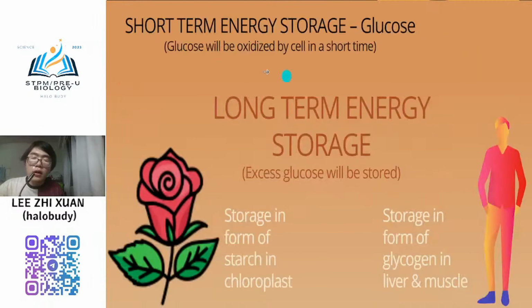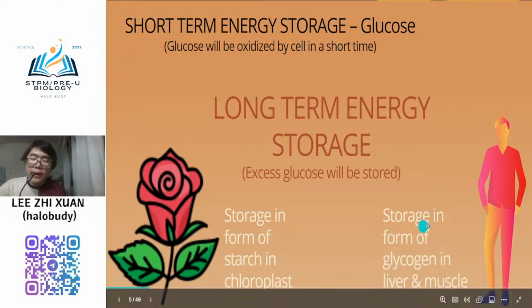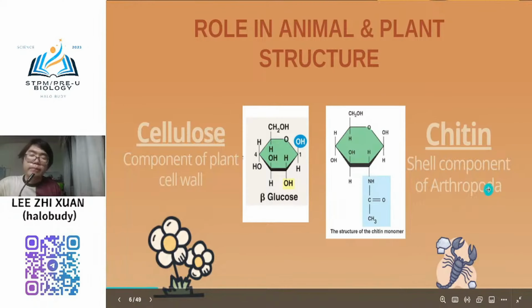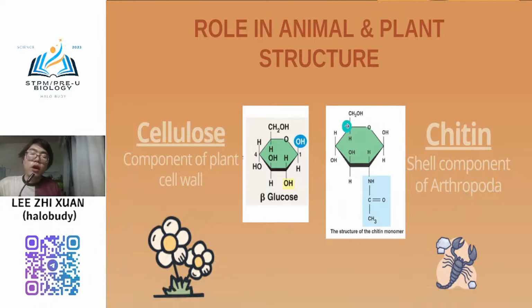For short-term energy storage, of course it is glucose, but there is also long-term energy storage. Normally excess glucose will be stored in the form of starch in chloroplast, and also in the form of glycogen in liver and muscle. So plants store in the form of starch, and animals store in the form of glycogen.